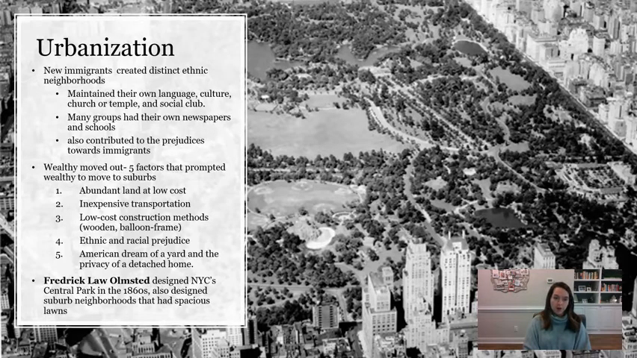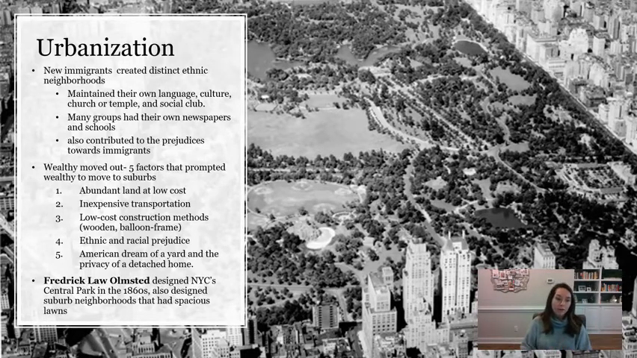So new immigrants are also creating distinct ethnic neighborhoods, like we talked about earlier. They're maintaining their own language and culture, their church or temple. Many groups have their own newspapers and schools, which again is going to contribute to a lot of the prejudice.